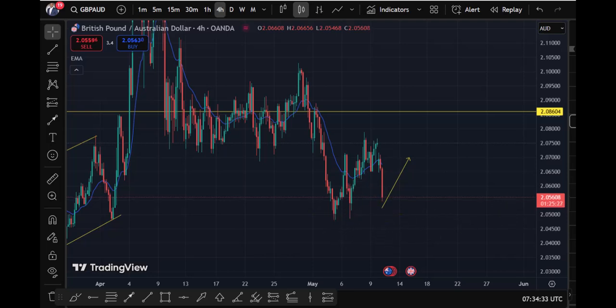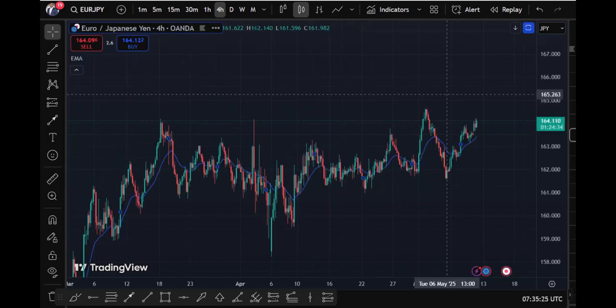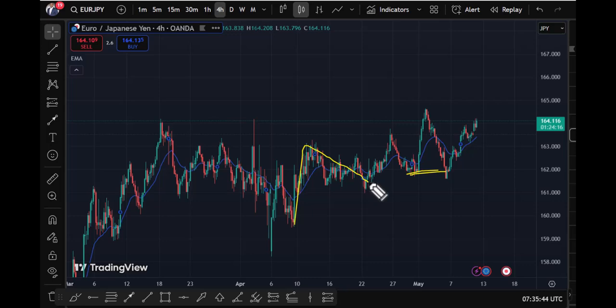So that's just it. Then the next pair we're looking at now is Euro Yen. So on the Euro Yen, guys, what we can see here is a completion of this structure. There might be a break of structure at this point. We have seen this 3-wave move here, and we've seen this drop. So to us, this is what it is.